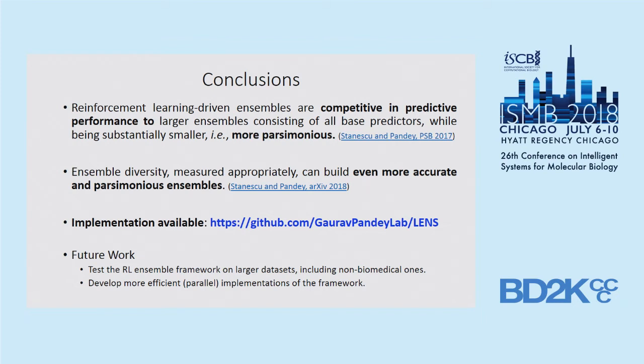It's been available on GitHub for the results that I've shown you. And we're also interested in testing our framework for other data sets, not necessarily biomedical data sets, and also for larger data sets. And since this is a very computationally intensive problem because we're looking at an exponentially large space, we need to also develop more efficient, possibly parallel implementation. This is not a very straightforward problem to be parallelized, but we're looking into that.